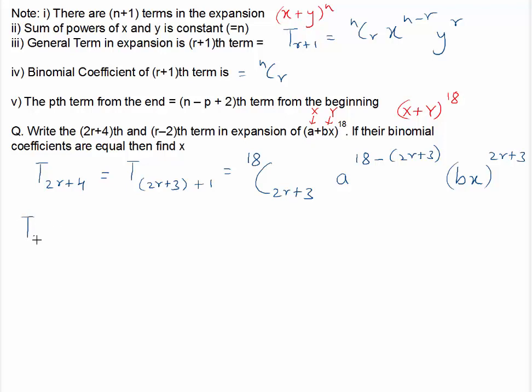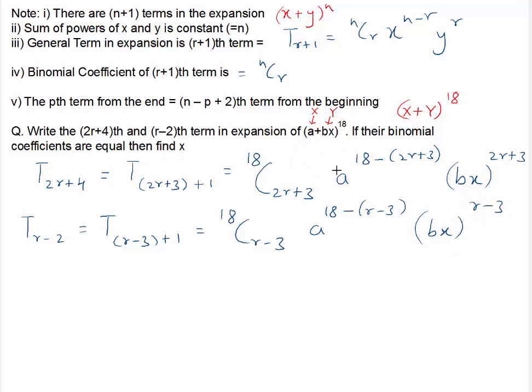Now similarly, the r minus 2th term would be equal to T of something plus 1. Now this would be T of r minus 3 plus 1, which equals 18 C (r minus 3) times a to the power 18 minus (r minus 3), times y to the power r minus 3, where y is bx. So these are the terms asked in the question.